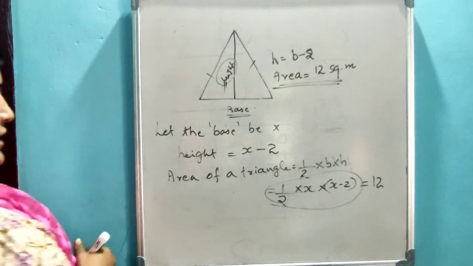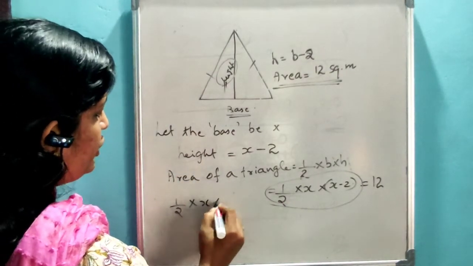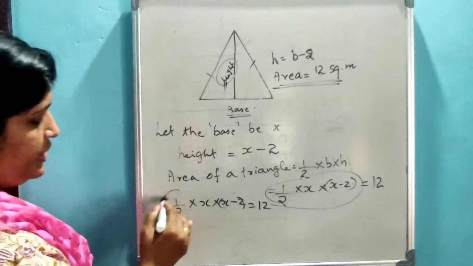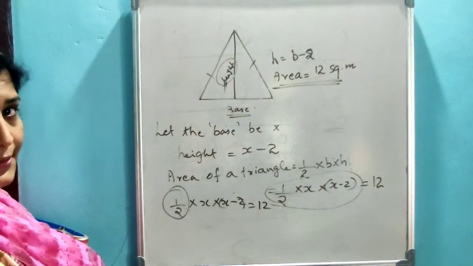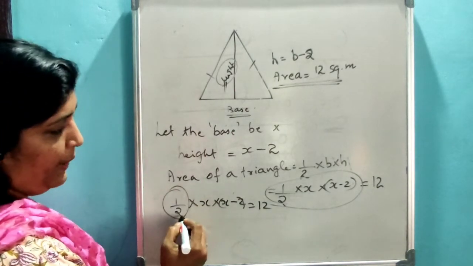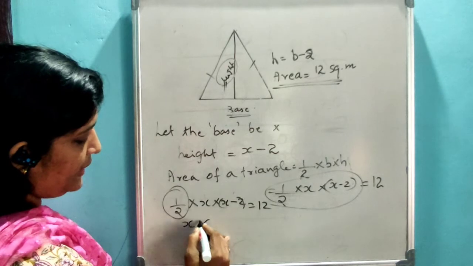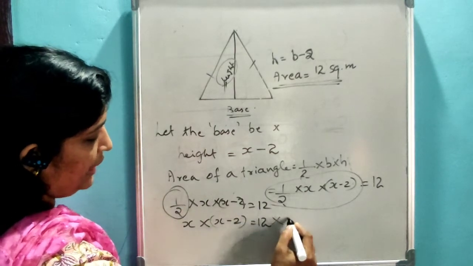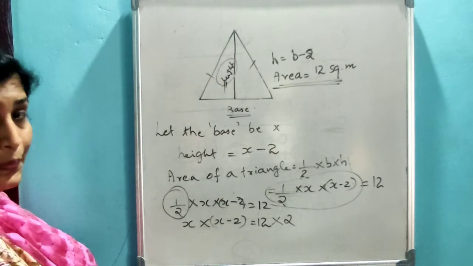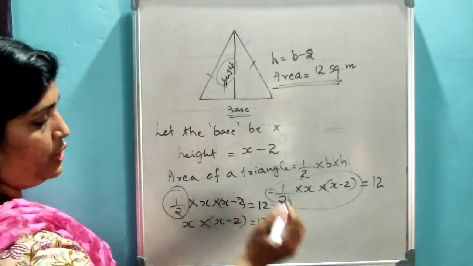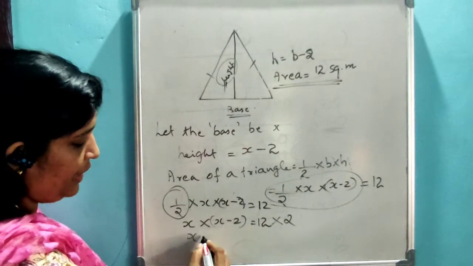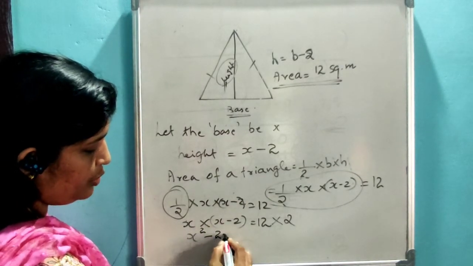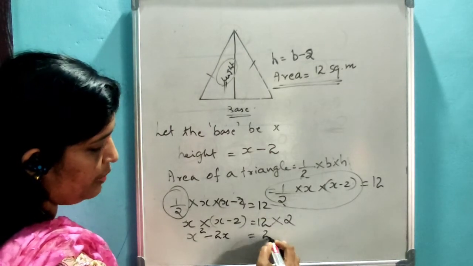So what do we have? Half into x into x minus 2 is equal to 12. Now for convenience, first move this 1 by 2 to the other side. It becomes x into x minus 2 is equal to 12 divided by 1 by 2, that is 12 into 2. Then x into x minus 2 is x square minus 2x, and 12 into 2 is equal to 24.